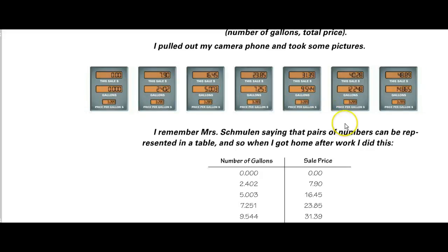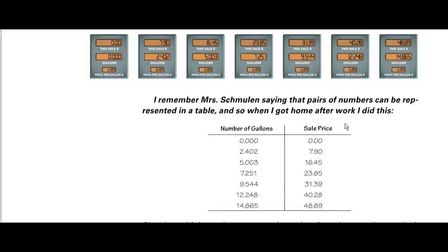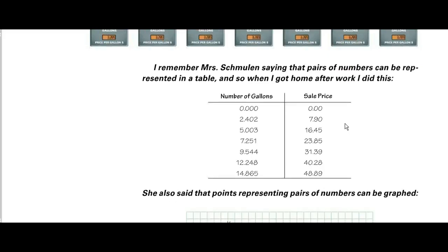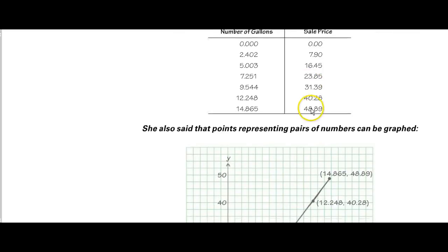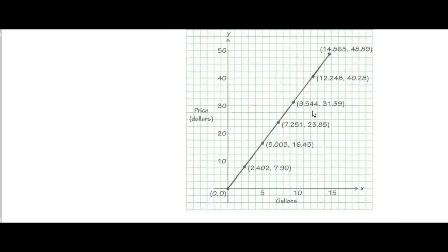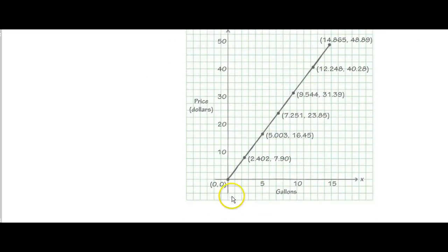So he took some pictures of the pump and then wrote the data down. And here, this column would be number of gallons, and this column would be the sales price. And if he were to take this data and plot it on a graph, he would end up with something like this. And this is the section we just finished.